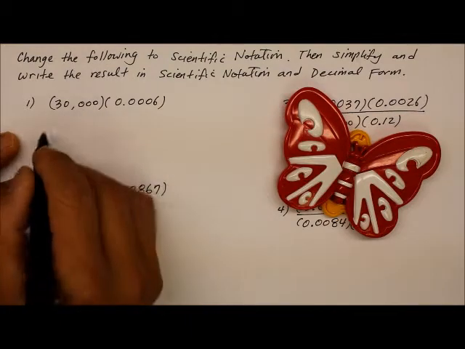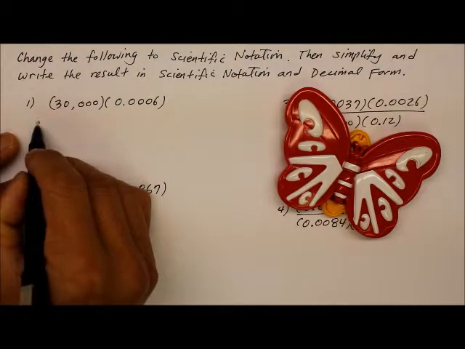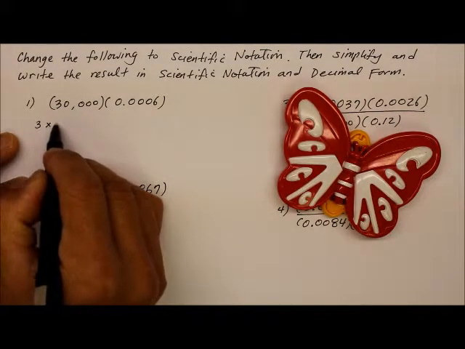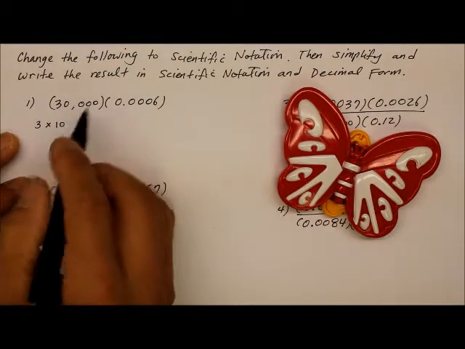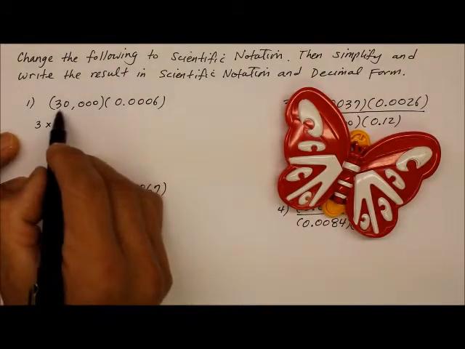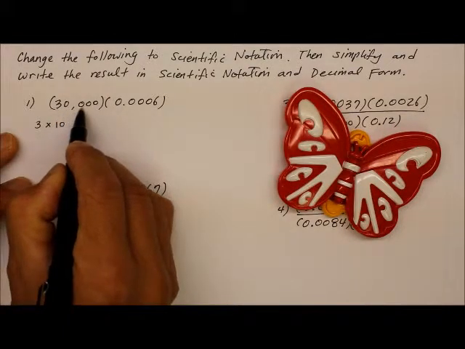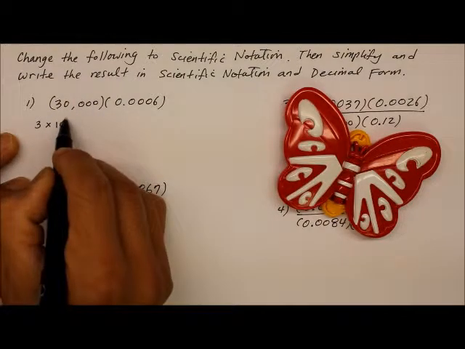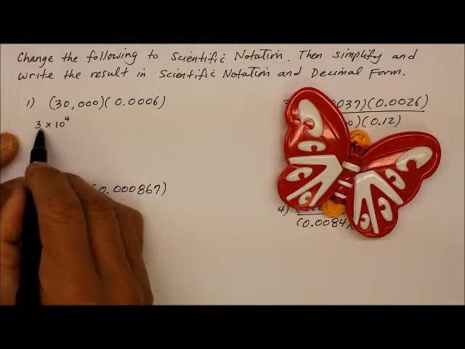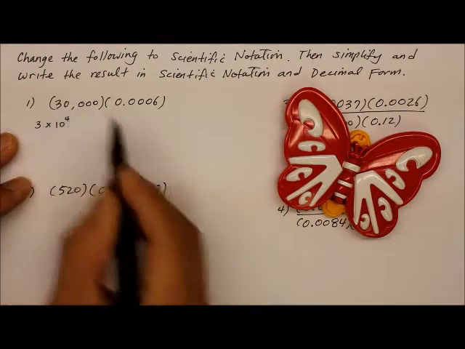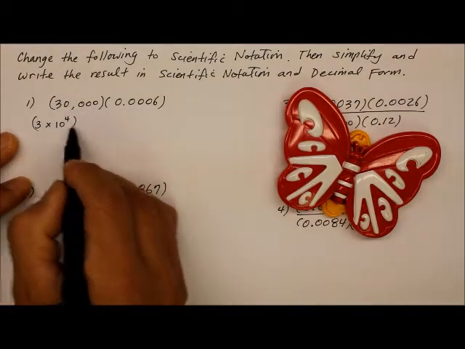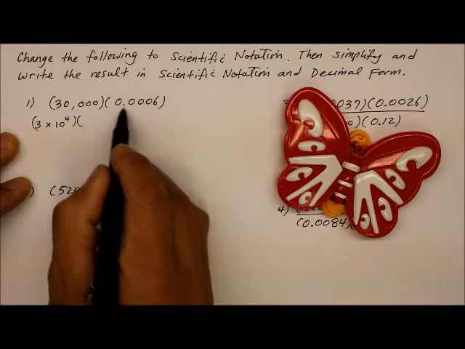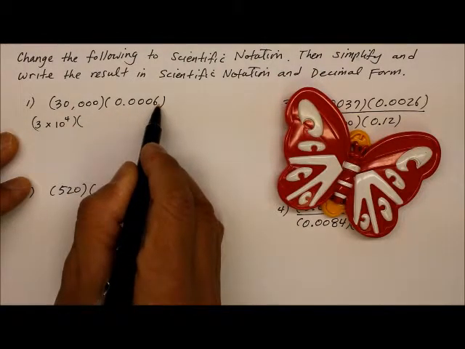So here's 30,000, so we need to have a number times 10 to the, well, we want this to have a decimal right here. So that means we need to move it 1, 2, 3, 4 to the right. Okay? So whatever this was, if you add 4 to the right, it'll go back to the original. Times the second one.